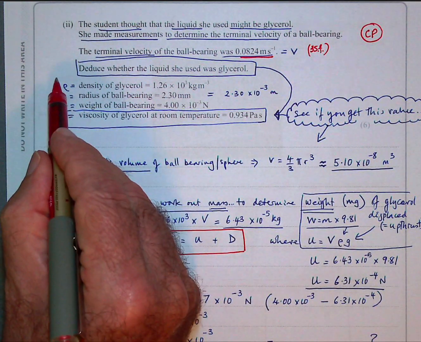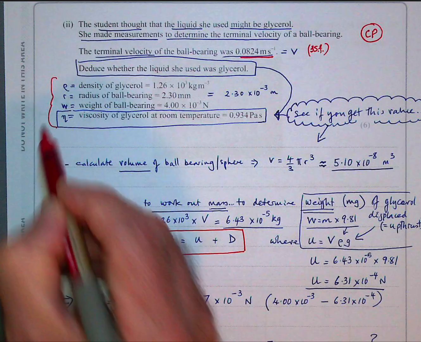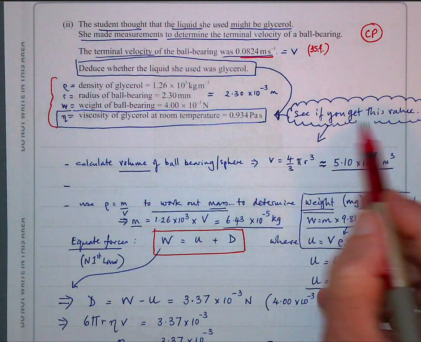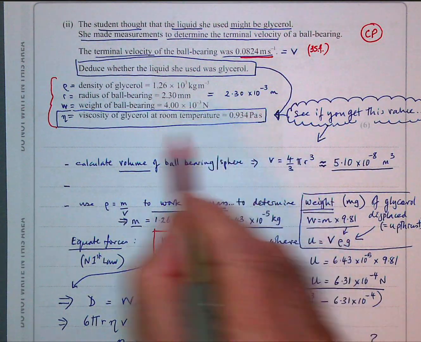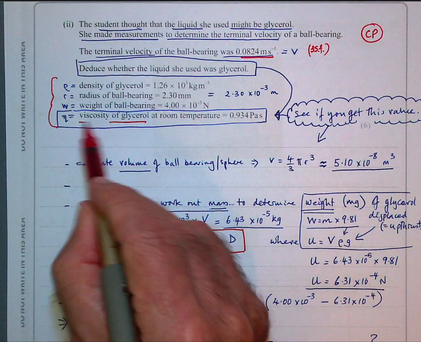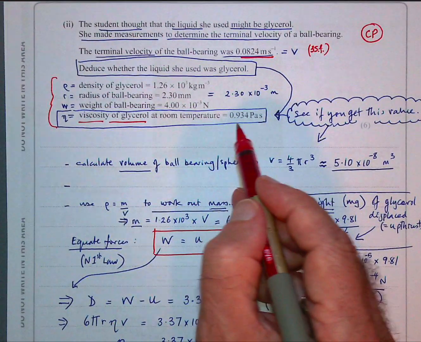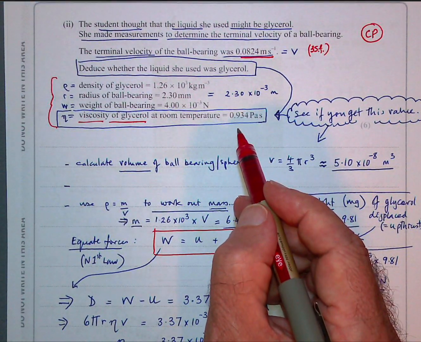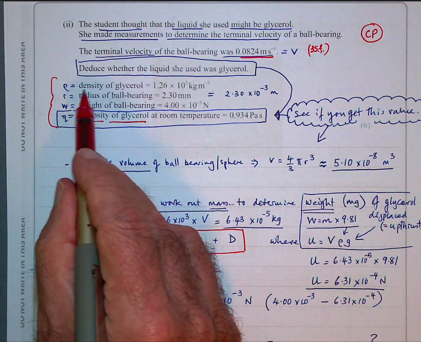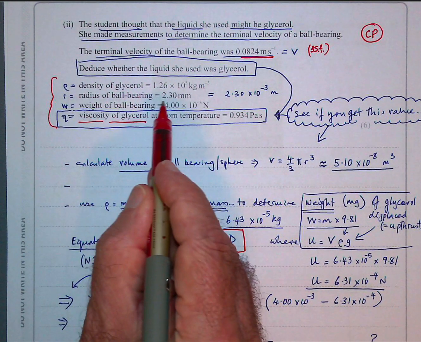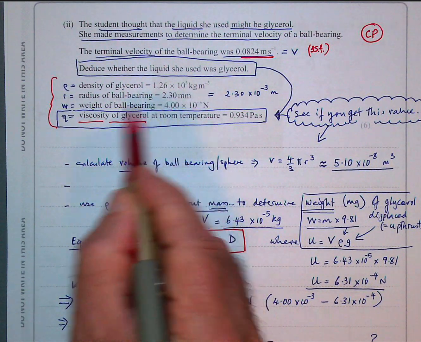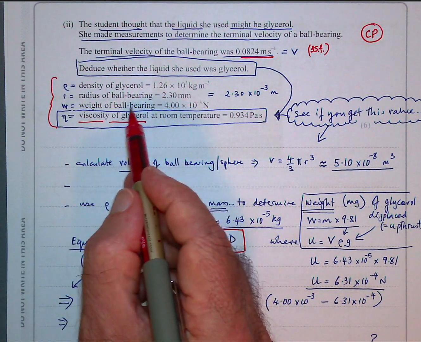So they're giving us all this data, and you have to see if you get this value for glycerol. So here's the value of glycerol viscosity. You want to work out the viscosity. You're not going to use this, you're going to determine it. They're giving you the density of glycerol and the radius of the ball. Why do we need that? Because it comes into one of the equations.